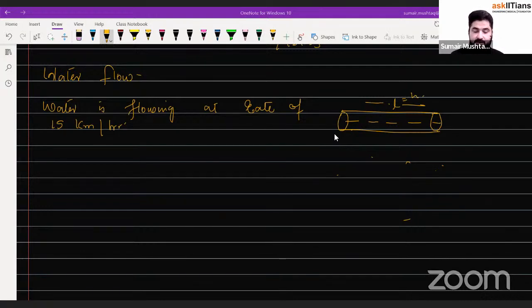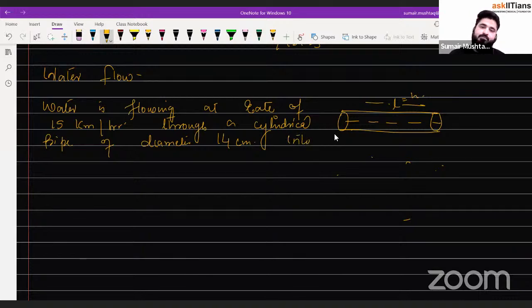The water is flowing at the rate of 15 kilometer per hour through a cylindrical pipe of diameter, you can take the diameter as 14 centimeter, right? Into a cuboidal tank.